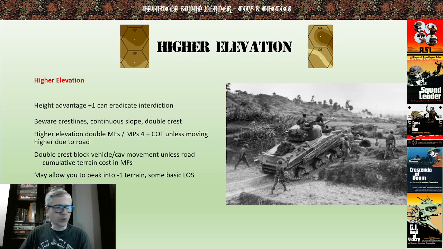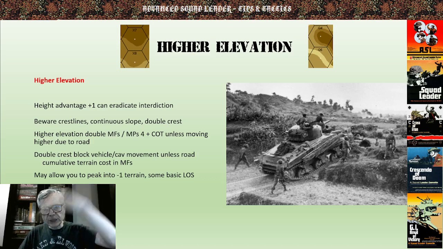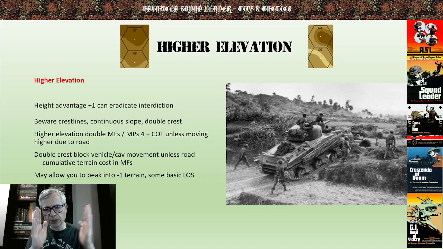So let's go and look over a map here. I'm not too sure. May allow you to peek into minus 1 terrain. Yes, may allow you to peek into a gully depending on how far you are from the gully, and some basic line of sight. All right, so let's take a look at a map here.